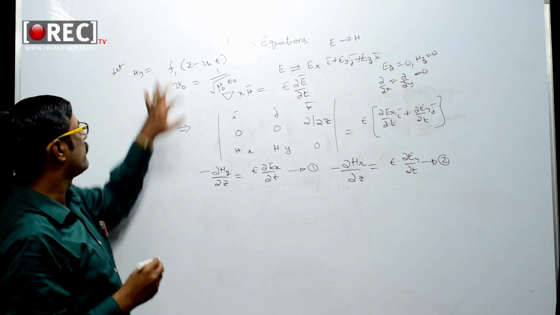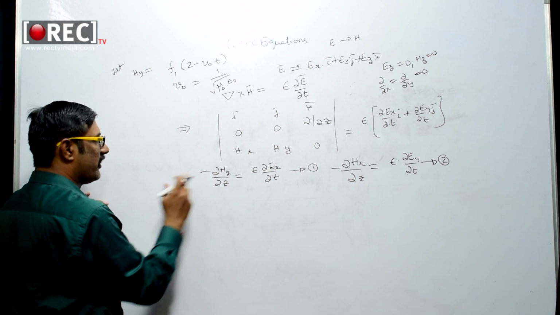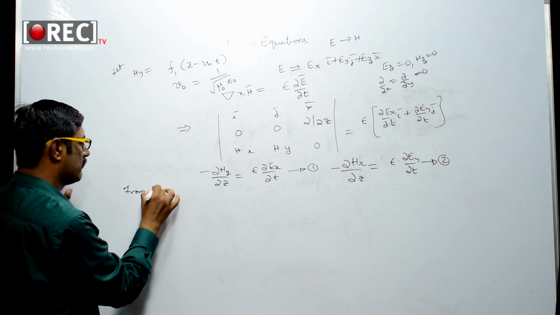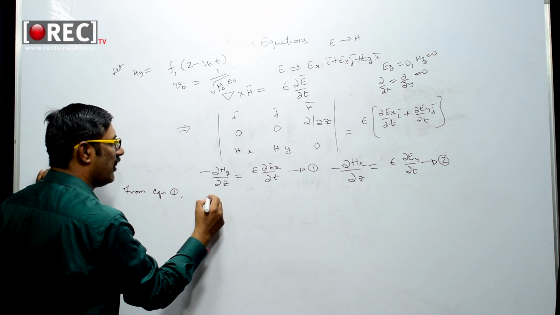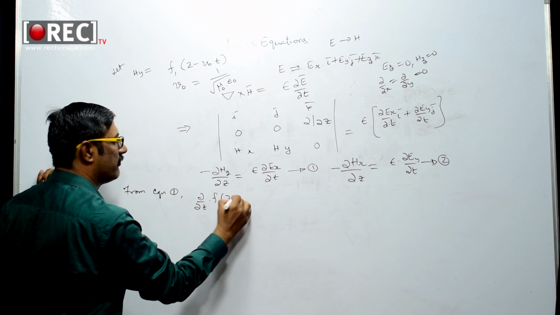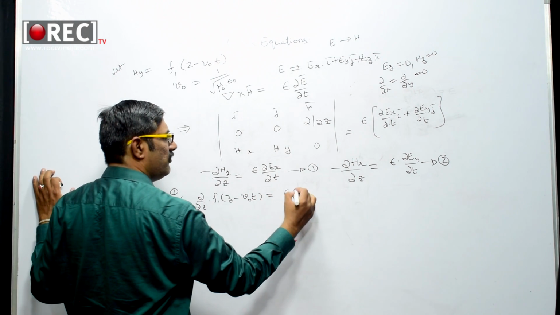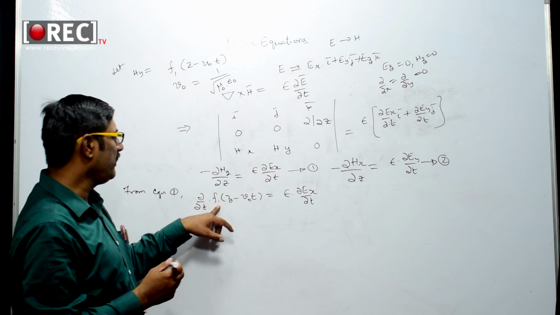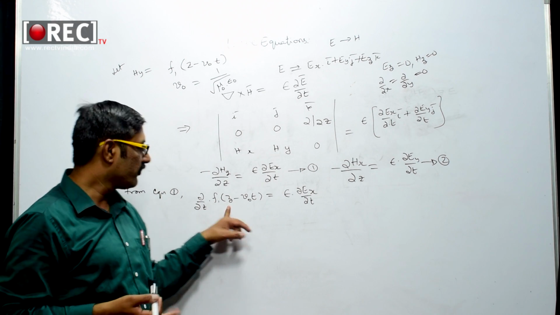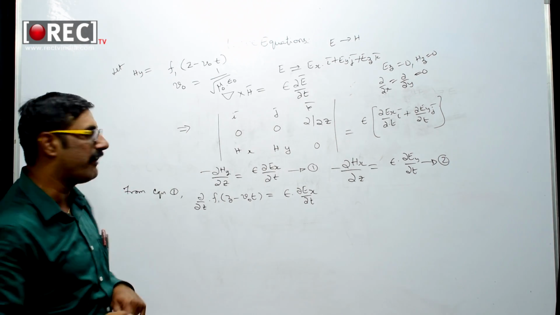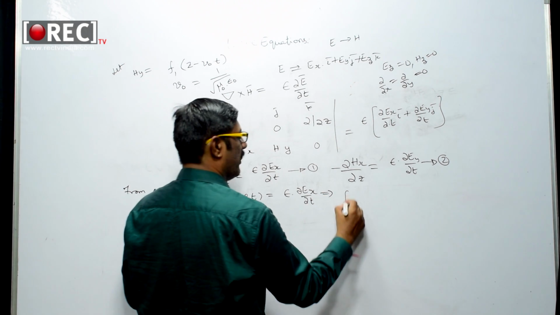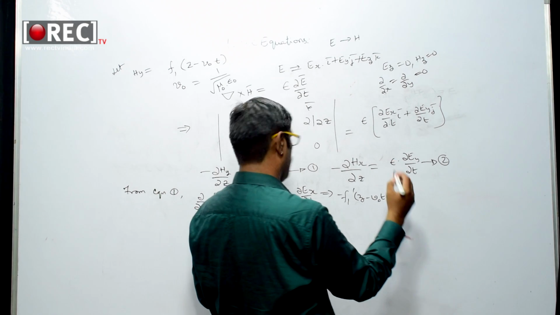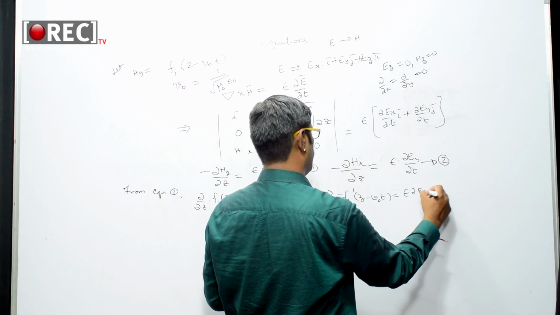Okay. Now let us substitute this function here. If I substitute this function, what is LHS here? LHS is ∂Hy/∂z. So from equation 1, ∂/∂z of f1 of z minus v naught t is equal to epsilon into ∂Ex/∂t. Now, what is the derivative of this function? Since z is not having any other functions involved, it is simply replaceable with f1 dash, where f1 dash is the derivative of f1. So f1 dash of z minus v naught t is equal to, of course with a minus sign here, epsilon into ∂Ex/∂t.